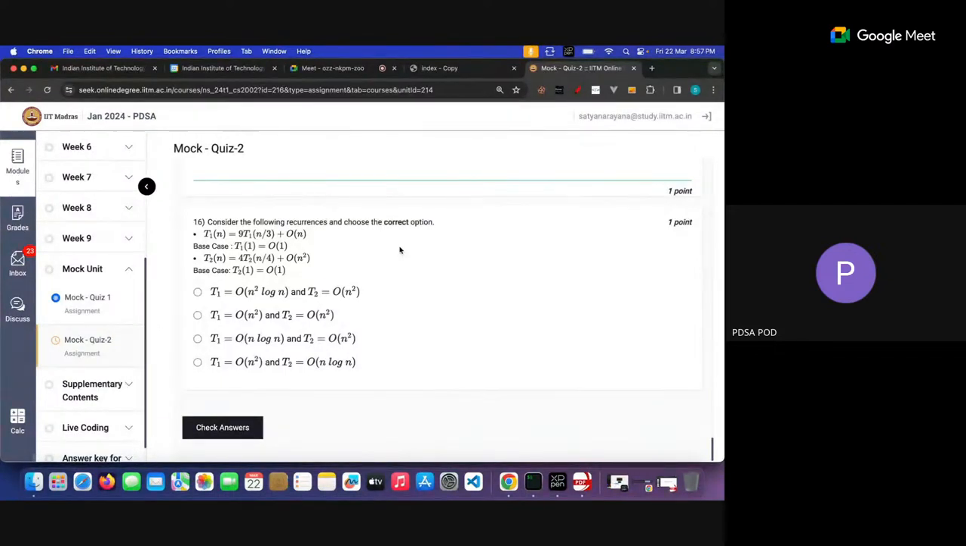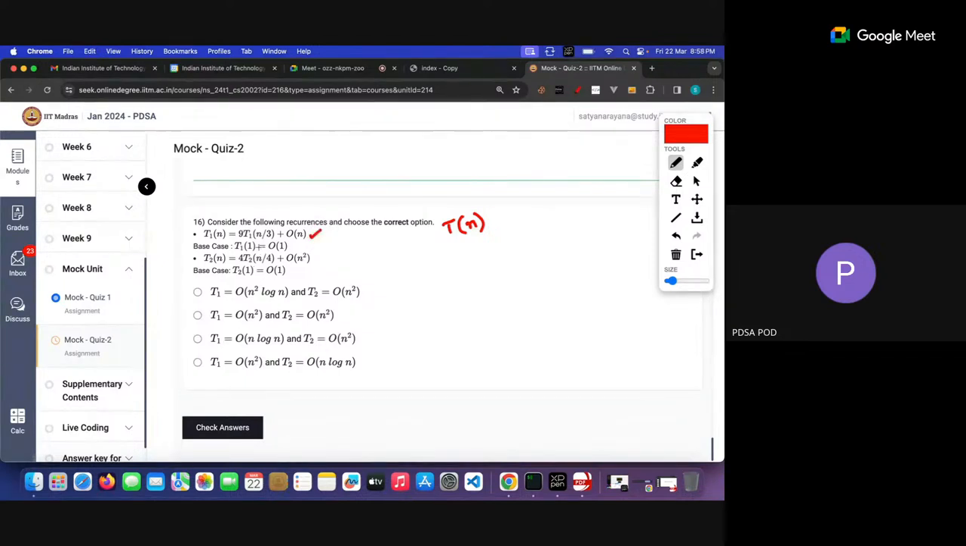9 times n by 3 plus O of n and 4 times n by 4, that's O of n square. Yeah, cool. So this is a recurrence tree building. First, let me take the first expression. So first expression, if you consider that, this is T1, or Tn. So I'm taking the first expression.